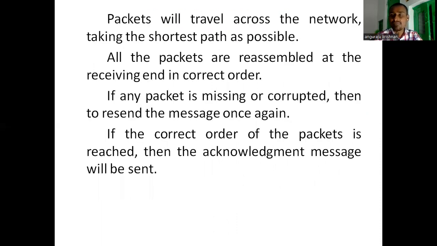Packets travel across the network, taking the shortest path possible. These packets travel through multiple paths. Each and every packet has to find the best path between the source and destination, which is performed by using routers. All the packets are reassembled at the receiving end in correct order. If any packet is missing or corrupted, then those messages are resent once again. Only then do you get the entire information at the receiver end. If the packets arrive in the correct order, then an acknowledgement message is sent to the corresponding sender.